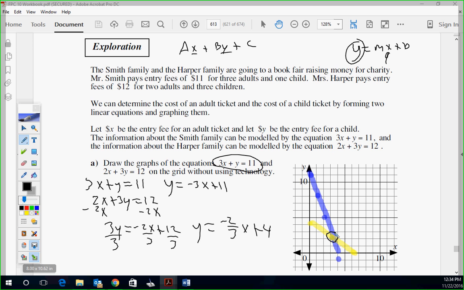Okay, so look. For your x, we're at where? We're at 3. So that means for adults, it is $3. Where are we at for the y? 2. Child is $2. So we just figured that out by using a system of equations. Questions on that?